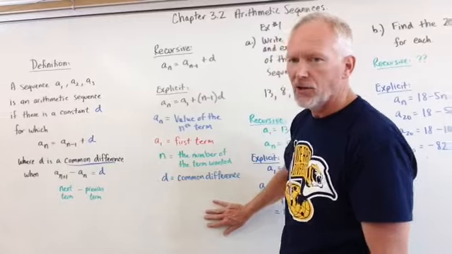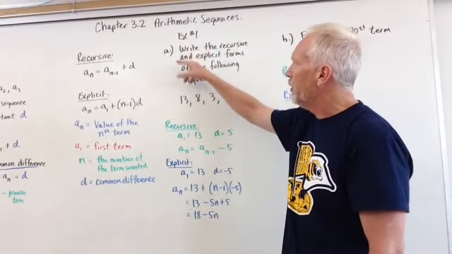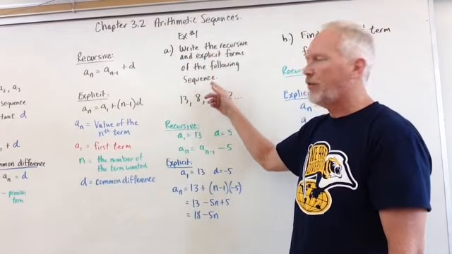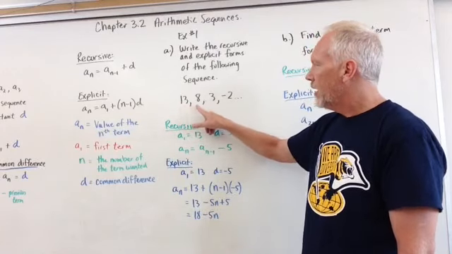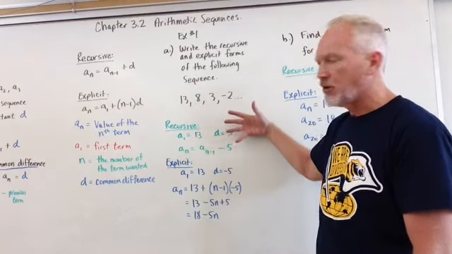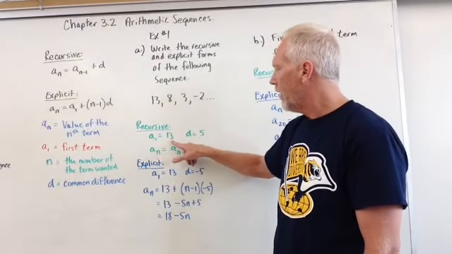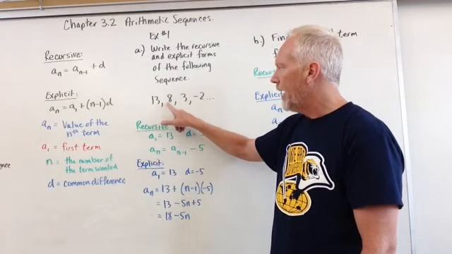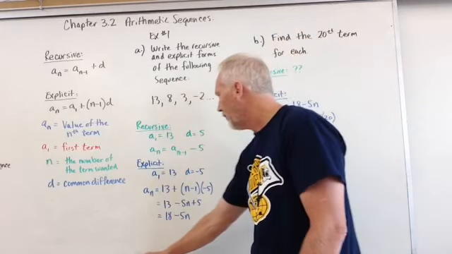Okay, so let's look at an example. Always got examples, right? Example number 1: write the recursive and explicit forms of the following sequence. We see here it starts off at 13, 8, 3, negative 2, and so forth. Well, let's write the recursive formula. We know that a sub 1 is 13. And if we took a sub 2 minus a sub 1, 8 minus 13, we would get negative 5.